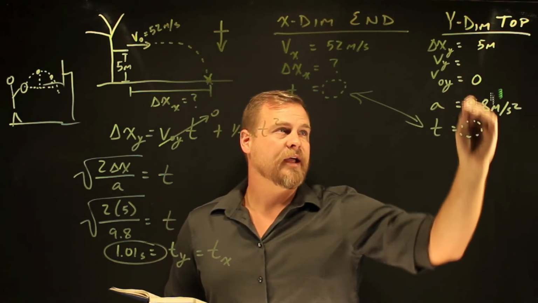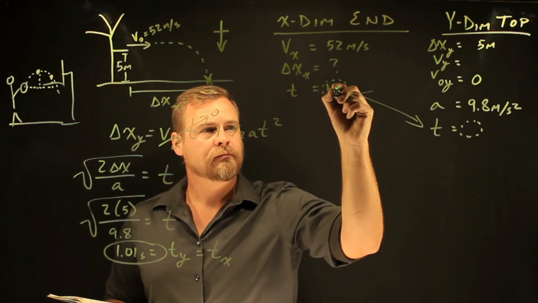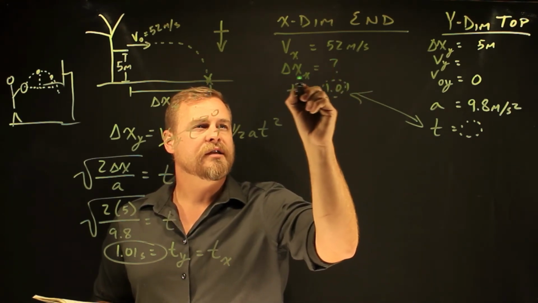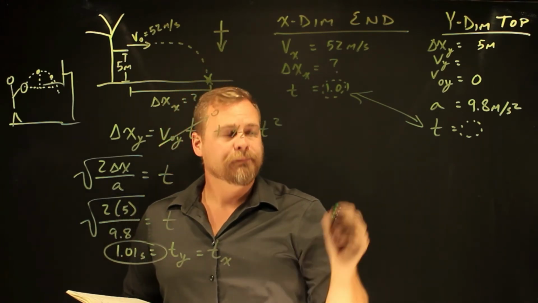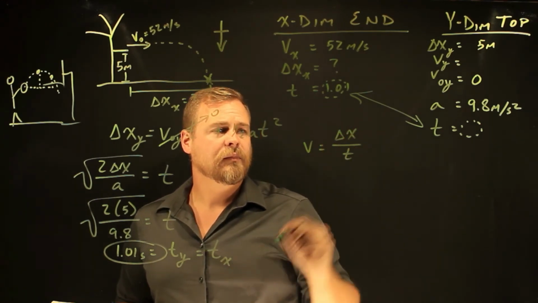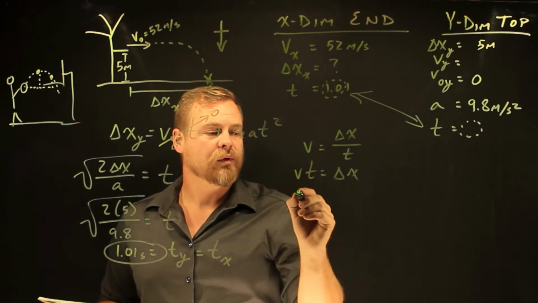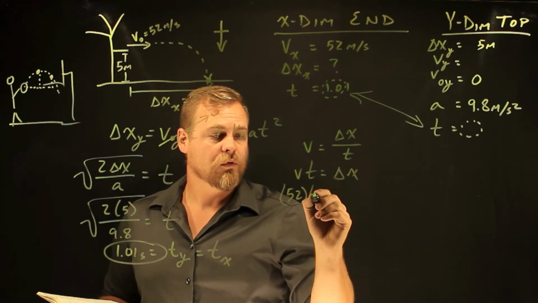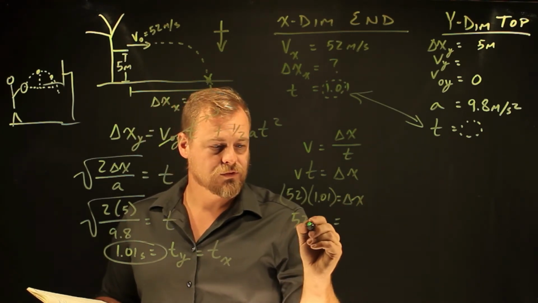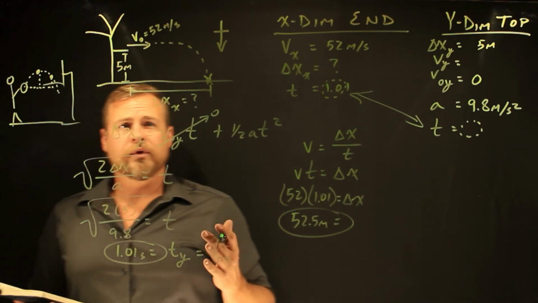So I had more information in the y dimension, I solved for time, and I'm going to be able to use that same time here, and then I can do my x dimension math. Okay, I'm still trying to answer this question. What is the distance in the x dimension that the arrow would fly? And so v equals delta x over time, and I'm going to go ahead and solve symbolically and then plug in what I know. So 52 meters per second for 1.01 seconds would mean it's going to fly 52.5 meters.